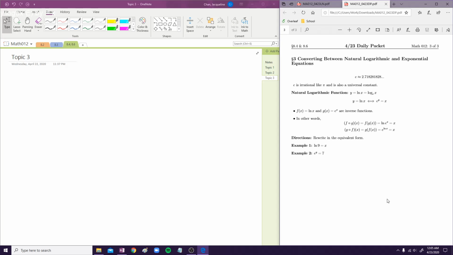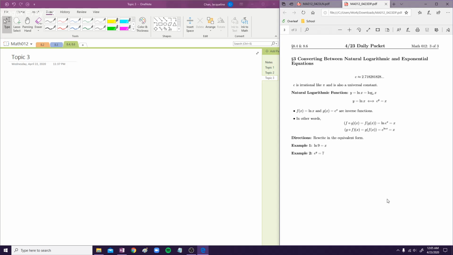So e, as you can see, is approximately 2.718281828 dot dot dot. I know it might seem like a pattern by the 1828, but if I had kept writing the decimals, you would see that there is no pattern. Since there is no pattern and it goes on forever, it is irrational, just like pi. So e and pi, they're called universal constants, right?